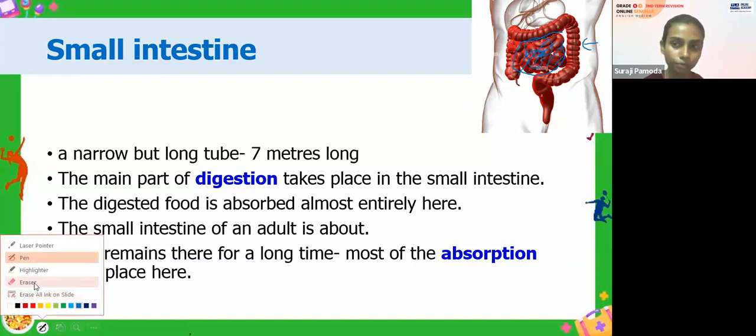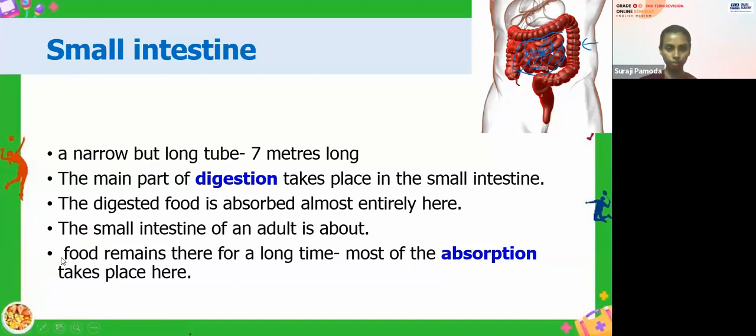So, the small intestine is a narrow but long tube. It is a very long tube. An adult has a 7-meter long small intestine. So it is very long, right? The main thing that the small intestine does is digestion, right? Digestion happens in the small intestine.